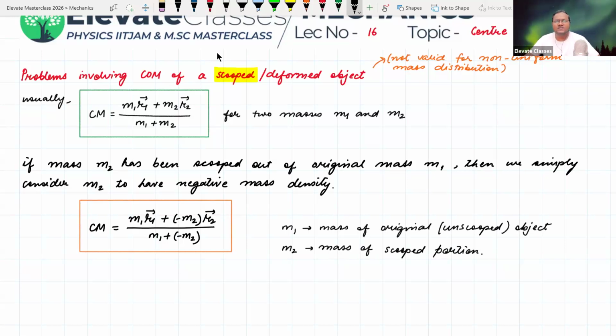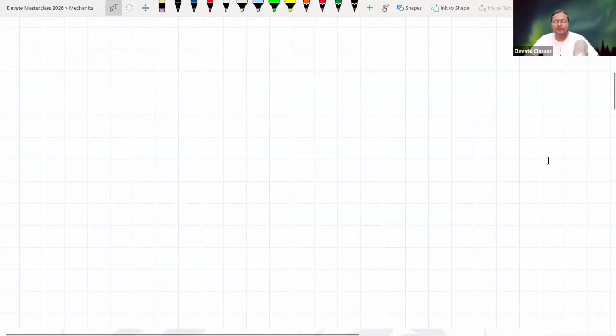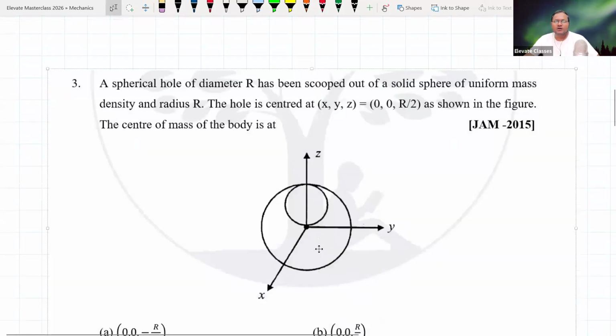There is no other deep concept involved. If you can simply consider them as two different bodies, one having positive mass density, the other having negative mass density, then questions involving some sort of a deformation becomes very easy. So I'll give you a question, okay? Simple question देता हूँ, आप इसको try कीजिए.